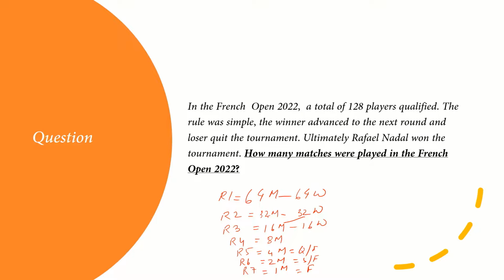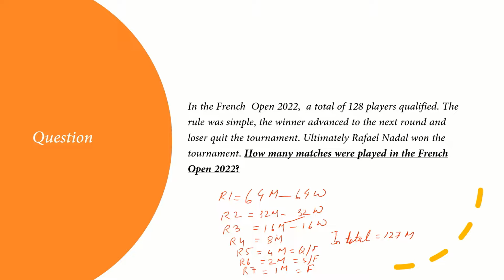So if you look at it, 64 plus 32 is 96, 96 plus 16 is 112, 112 plus 8, 120, 124, 126, 127. So in total, we have 127 matches being played. I hope it is okay for all of you. Now, let's say Rafael Nadal, how many matches did he play in the tournament? He would have played 1 in round 1, 1 in round 2. You have a total of 7 rounds. So he has played in total 7 matches to win the French Open.